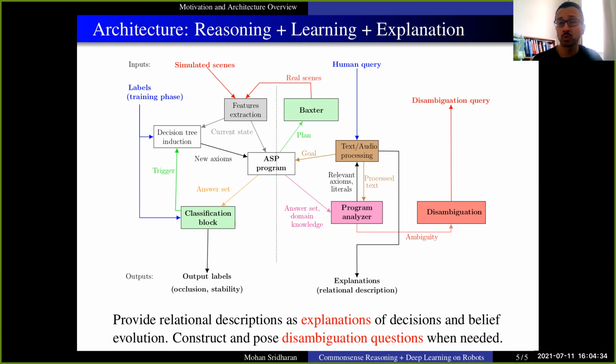And also if the human wants it to explain something, but the question from the human is not clear, the robot is able to automatically construct a disambiguation query that helps it resolve these ambiguities. For more information, of course, please look at the paper.